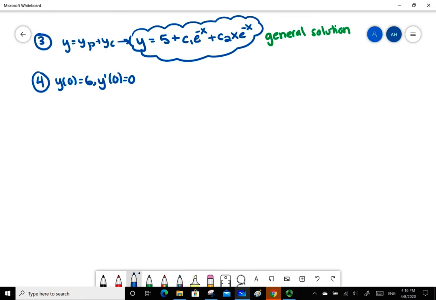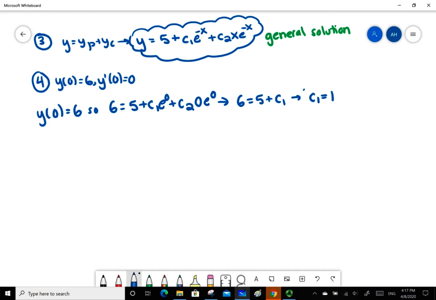It's a second order equation, so we need two initial conditions. y of 0 equals 6, so 6 equals 5 plus c1 e to the 0 plus c2 times 0 times e to the 0, so c1 equals 1.